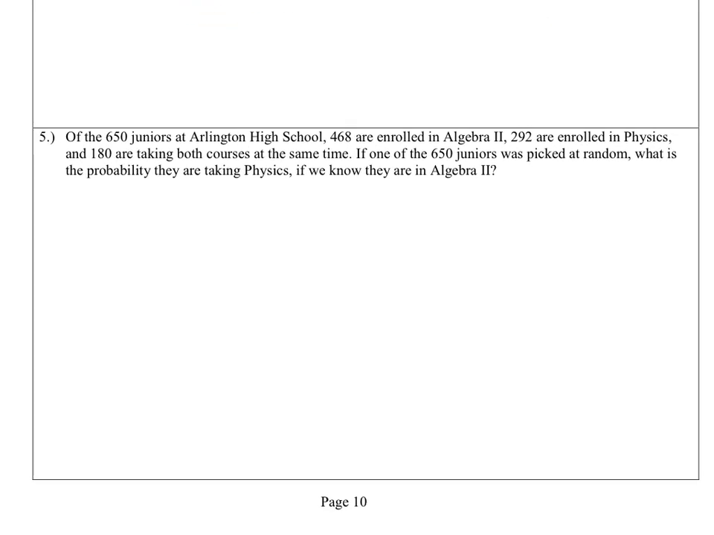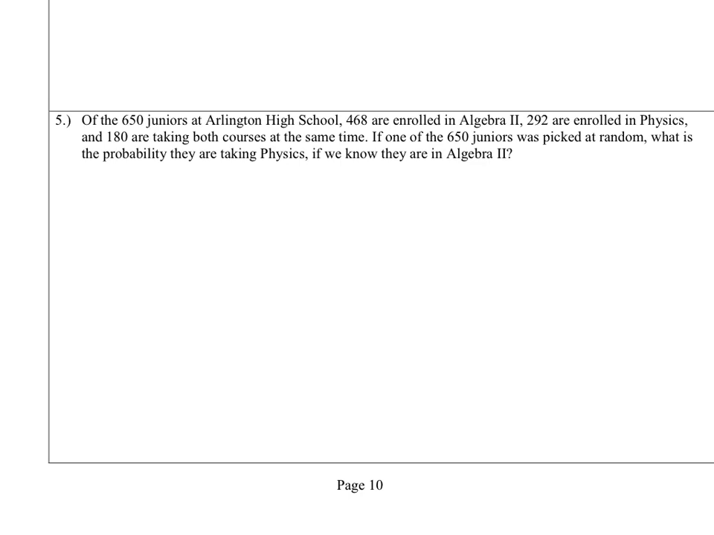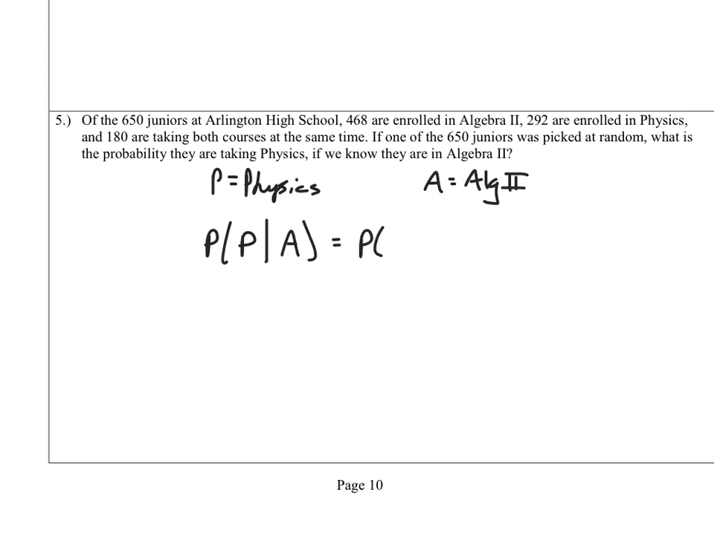Number 5. Of the 650 juniors at Arlington High School, 468 are enrolled in Algebra 2, 292 are in physics, 180 are taking both. If one of the 650 juniors was picked at random, what's the probability they are taking physics if we know they are in Algebra 2? So let's say that P is physics and A is Algebra 2. So we want the probability that they are taking physics if we're given that they're already in Algebra 2. So you're finding the intersection, the probability of P and A, divided by, again, whatever is given.